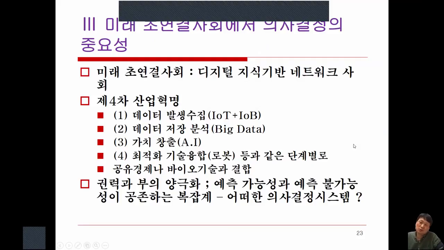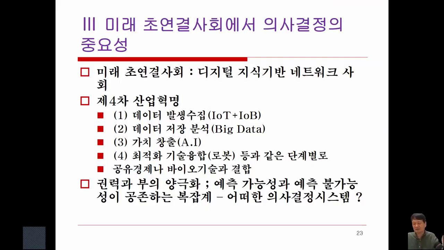자, 미래 초연결 사회에서 의사결정의 중요성. 지난 시간에 초연결 사회를 봤는데, 이번 강의에서는 인공지능에 대해서 배웠어요. 그럼 양자를 결합해 보면 인공지능이 의사결정을 해준다는 거예요. 그죠? 근데 그게 기계가 해준다는 거예요. 지능형 기계가. 그랬을 때 우리가 어떻게 해야 될 거냐라는 것이죠.